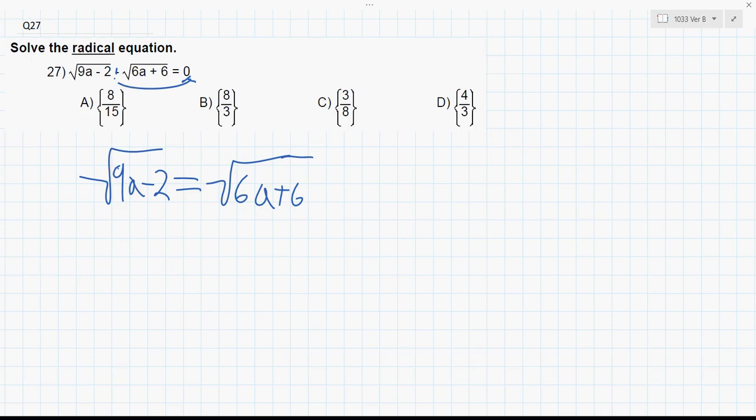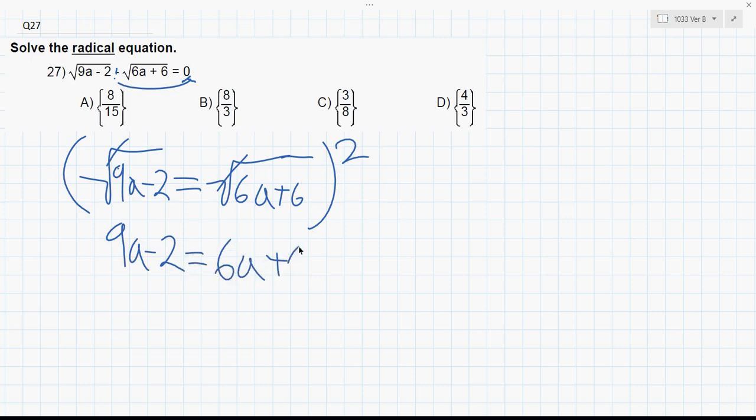Now, since they're on opposite sides of each other, the cool thing that we can do is whenever there's one unit of object, either a number or whatever it may be on one side, and there is a root on the other side, we can just take both sides of the equation and we can square them. When we do this, we're going to cancel out both roots. So we'll have 9a minus 2 equals 6a plus 6.